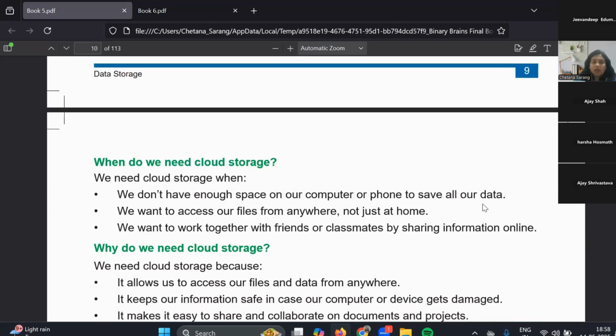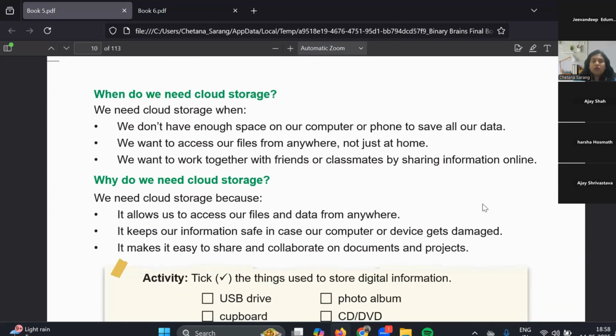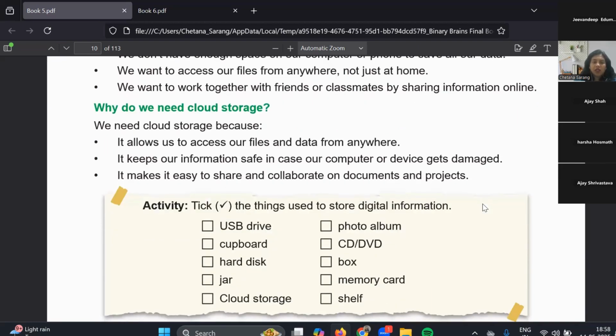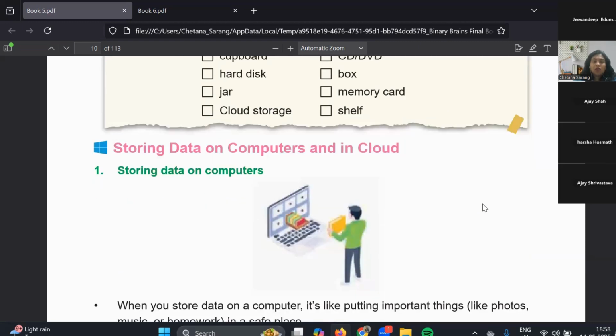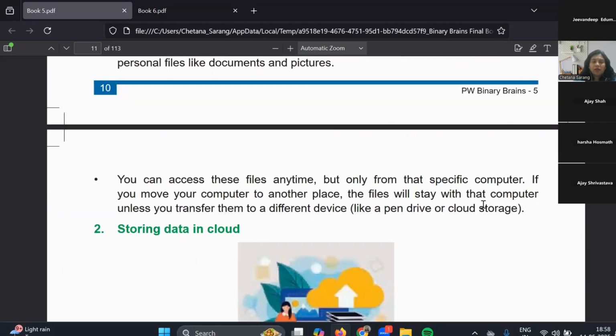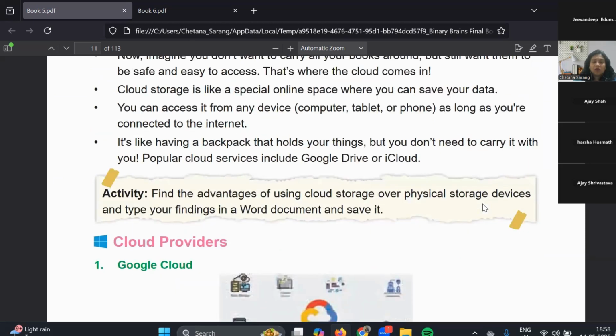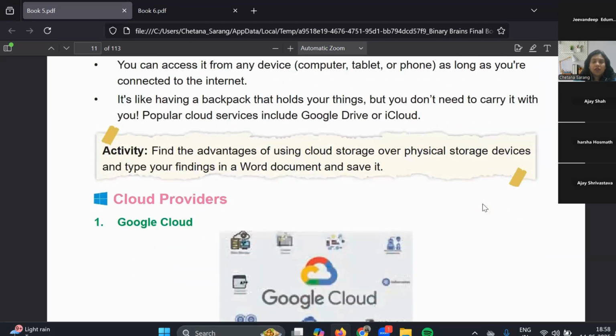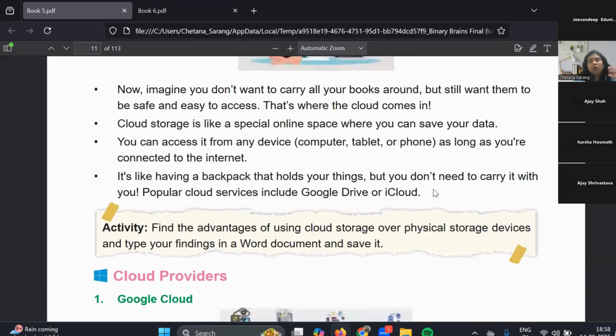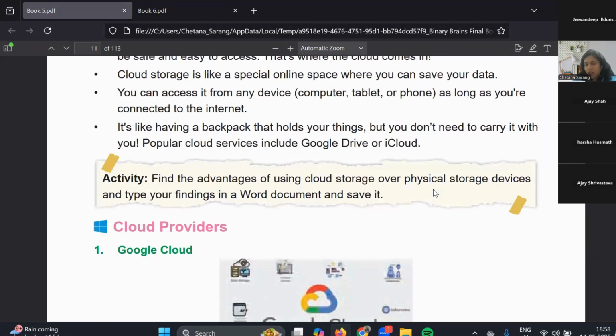Several terabytes. So when do we need cloud? We have already covered these. Why do we need cloud? Storing data on computers and in the cloud. Advantages of using cloud storage. So with all this, you go to the toughest and the important thing first. You know what the students already know, rush through those topics. Then you can quickly cover the chapter.